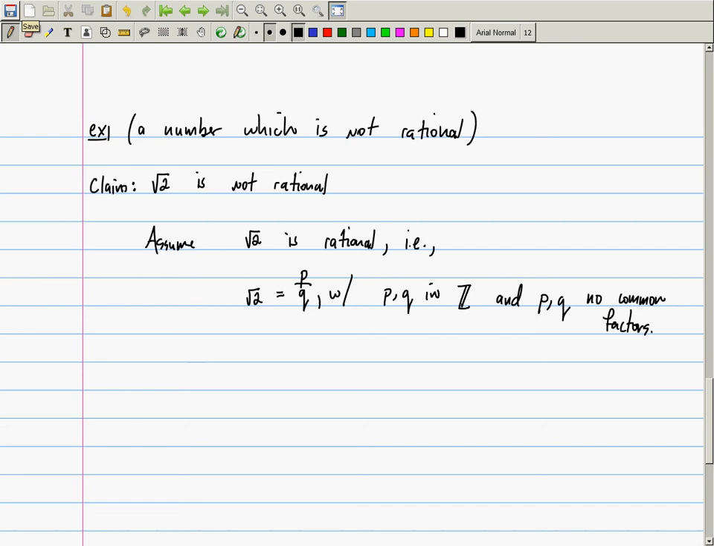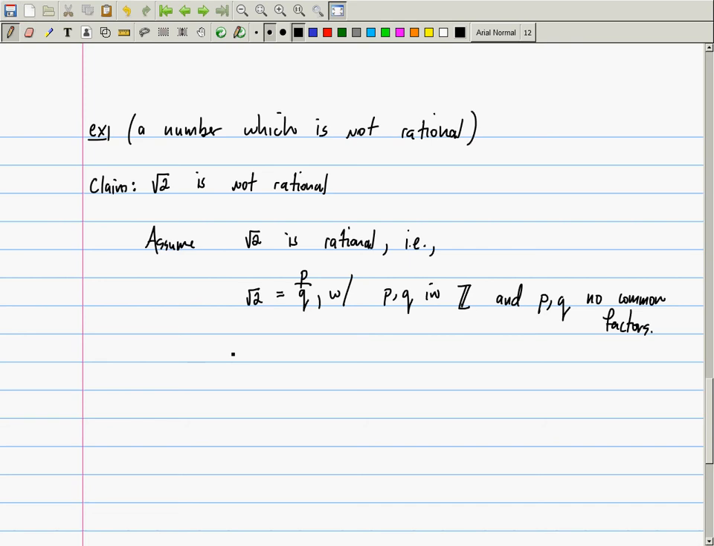So, for example, 5/10 can be simplified into what? 1/2. Because the numerator and the denominator have a common factor of 5. Right? There's a 5 in the numerator, a 5 in the denominator. Similarly, 2/4 is the same as 1/2, because the numerator and the denominator have a common factor of 2. So what I'm saying is that let's say that the square root of 2 can be written as p over q, where p and q are integers, and they have no common factors. Such a thing is a requirement for something to be a rational number.